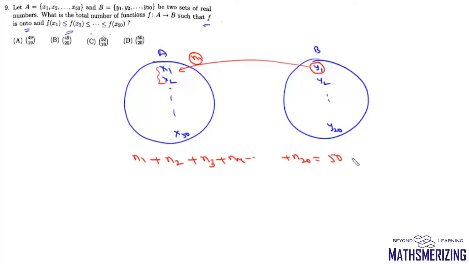And since it is an onto function, each of these ni should be greater than or equal to 1. So all we need to do is find the number of positive integral solutions to this equation. We know that the number of positive integral solutions to the equation is given by n minus 1 C r minus 1, which is 50 minus 1 C 20 minus 1, and that's simply 49 C 19, and that's your option number A.